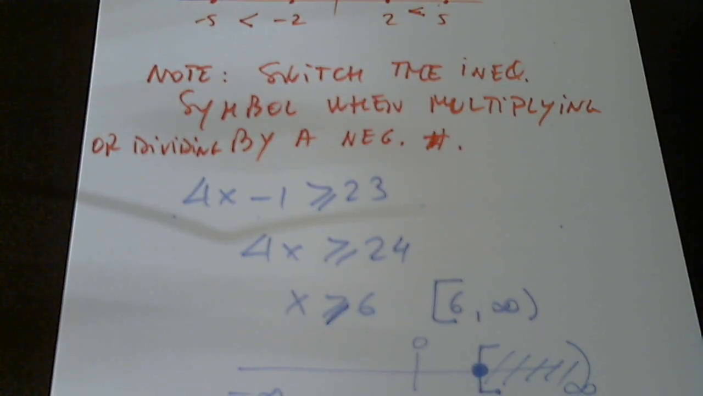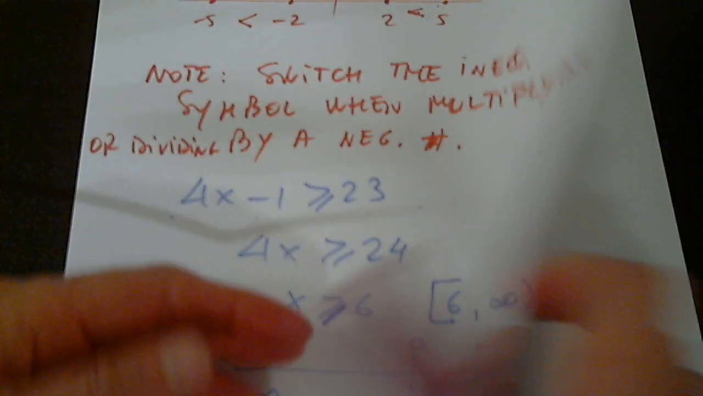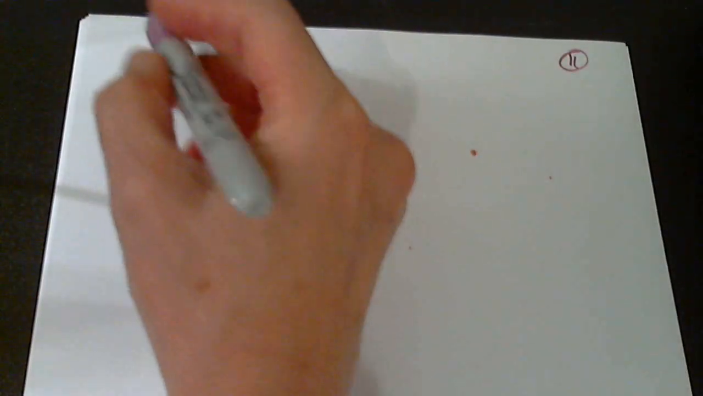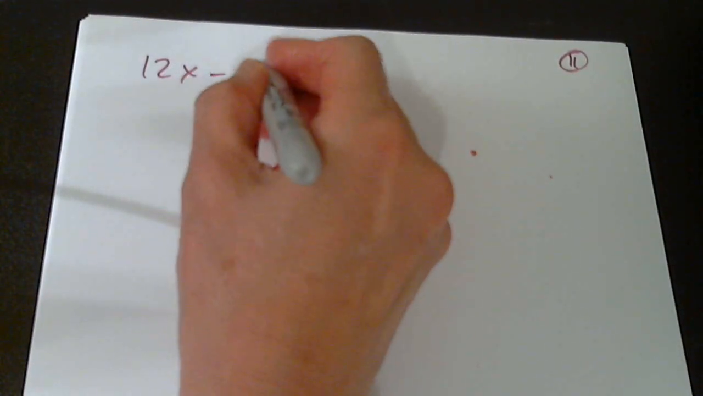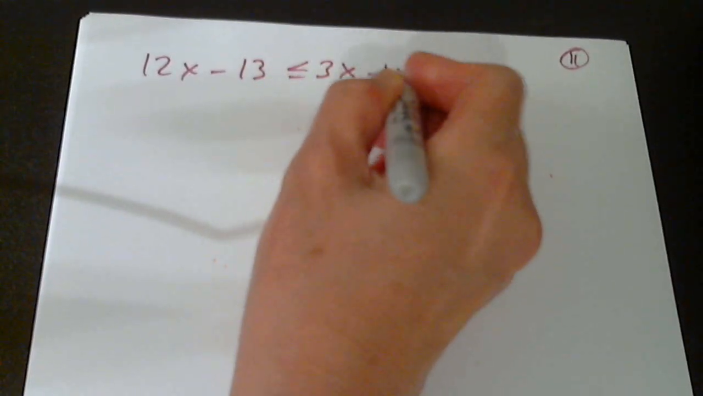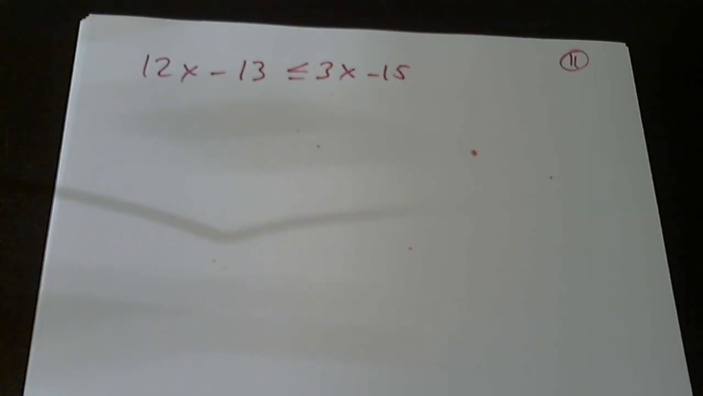Here's another one. Ready? And that was 11. Good. So we have 12x minus 13 less than or equal to 3x minus 15. First step. Exactly like it's an equation. Only the final step is different.